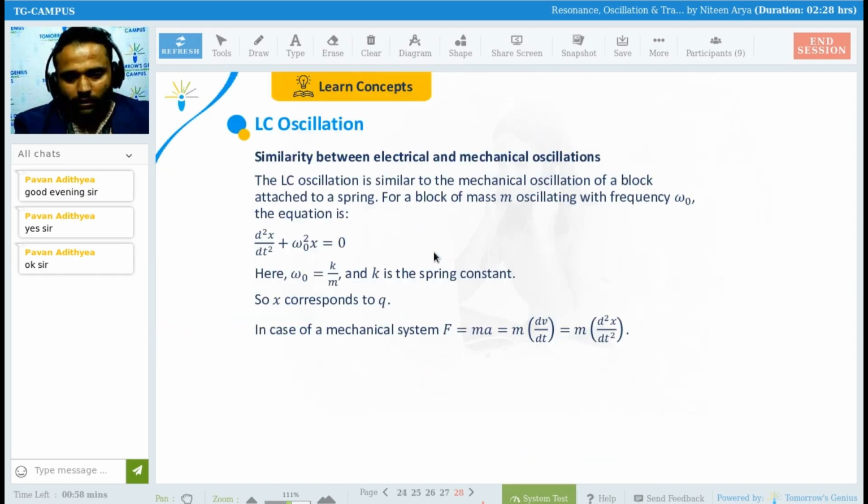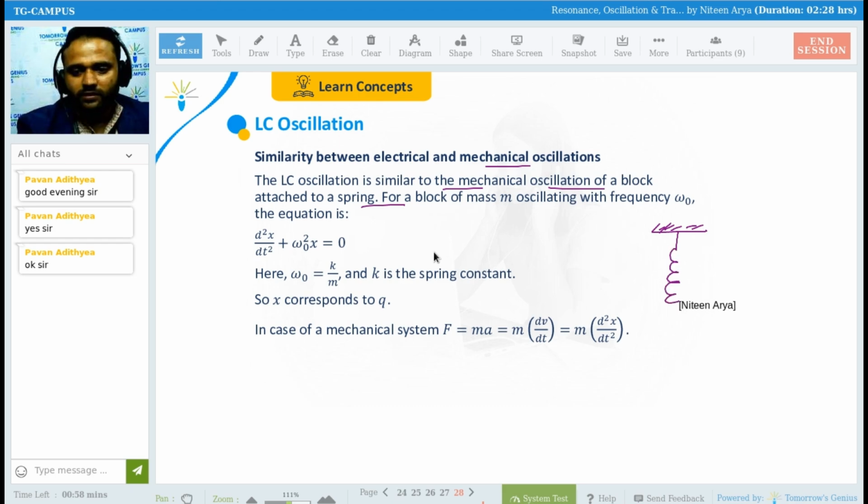Moving ahead, how does LC oscillation work? First of all, you need to know the similarity between electrical and mechanical oscillation. The LC oscillation is similar to the mechanical oscillation of a block attached to a spring. Again, there is a spring.